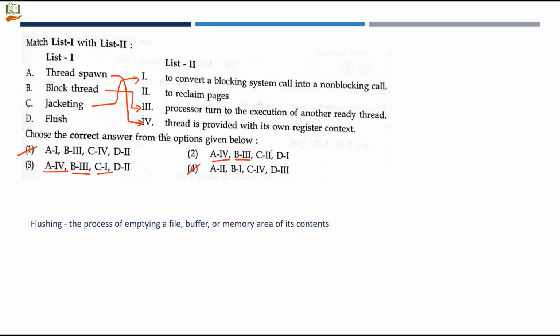C1 and not 2. So we can even remove 2. Based on the meaning of flushing process, I am marking C as 1. So what is jacketing? It's to convert a blocking system call into a non-blocking call. What about flush then? D will be mapping to 2. It is to reclaim pages. So D will be mapping to 2 here. Option number 3 will be the right answer.